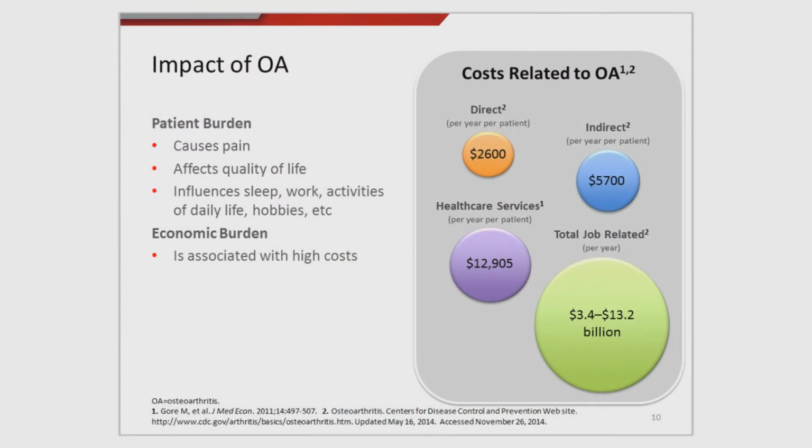So what's the impact of osteoarthritis? Well, there's a patient burden. It causes pain, which can affect their quality of life, sleep, activities of daily living, work, and hobbies. Then there's an economic burden. Individually, over $8,000 per year is spent on the treatment of osteoarthritis, both directly and indirectly. And job-related expenses, including absenteeism, workman's comp, decreased efficiency, and decreased productivity, can reach in excess of $13 billion. This is not a disease state that can be taken lightly.